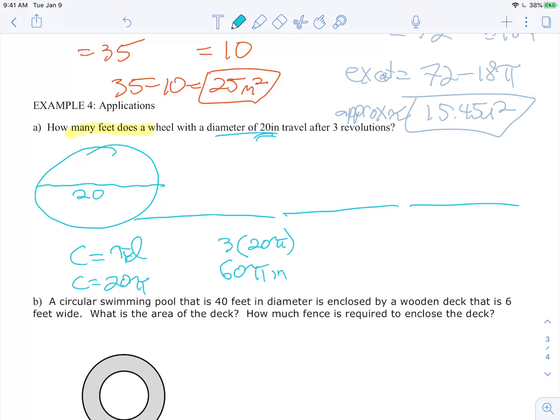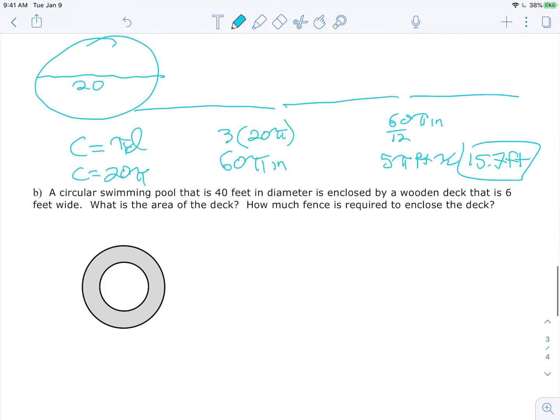So to figure out how many feet it travels, we have to divide by 12. So 60 pi inches divided by 12 to get to the feet is 5 pi feet, which is about 15.7 feet. Not feet squared, just feet, because it's circumference.